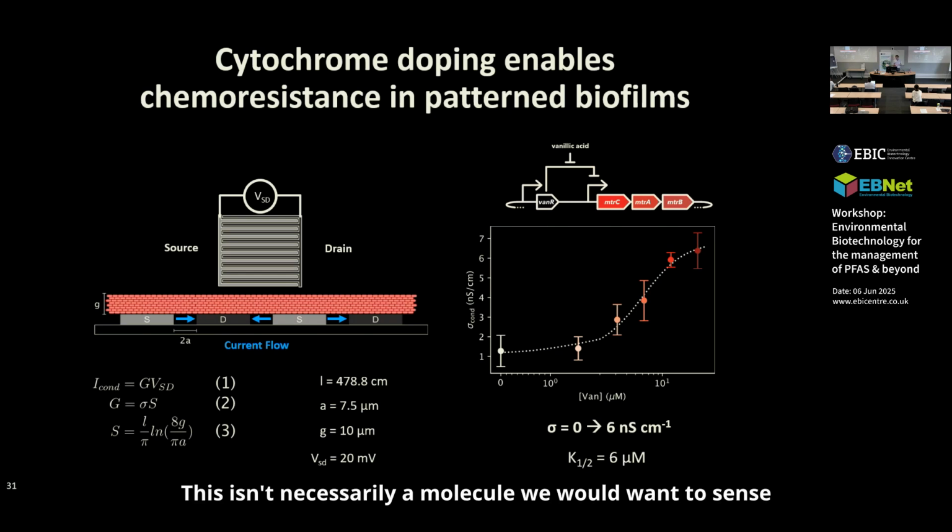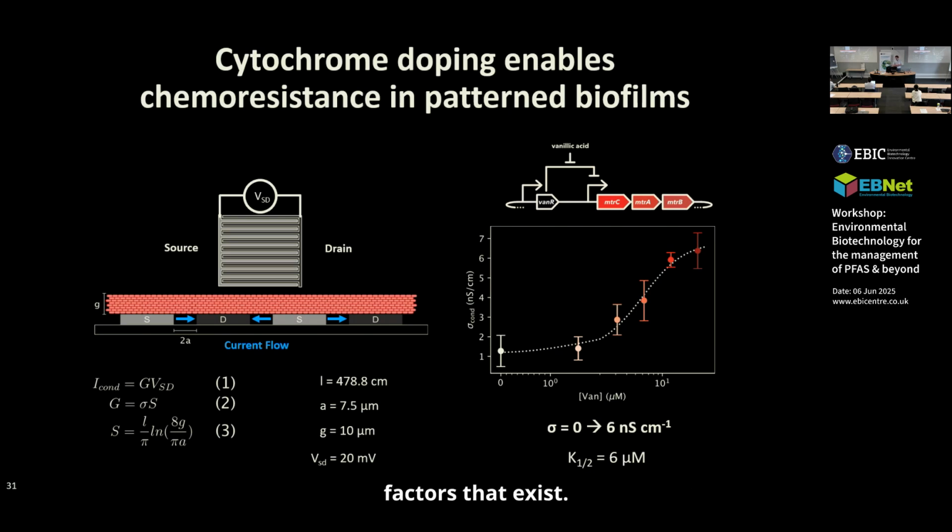This isn't necessarily a molecule we would want to sense for any real purpose. This is literally vanilla that you can go to your grocery store. So if you want to know that, you can see that here. But we can adapt this to bind effectively any other transcription factor. So we could take something that binds PFAS if we had a nice transcription factor and make this respond to that, or zinc or lead or any of these well-known pairs of promoters and transcription factors that exist.